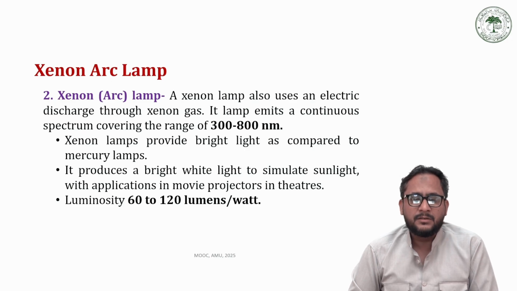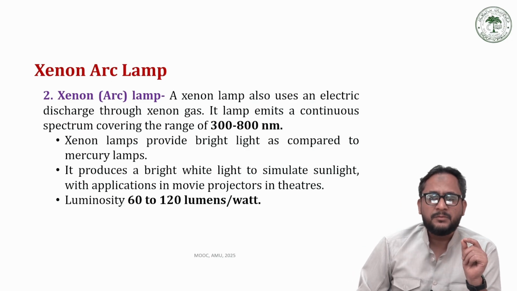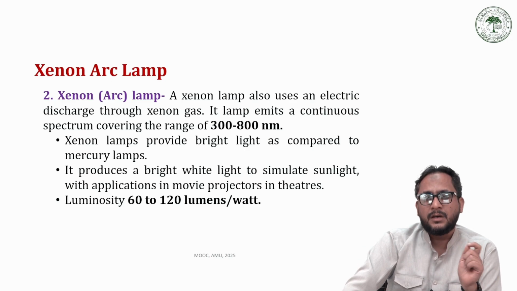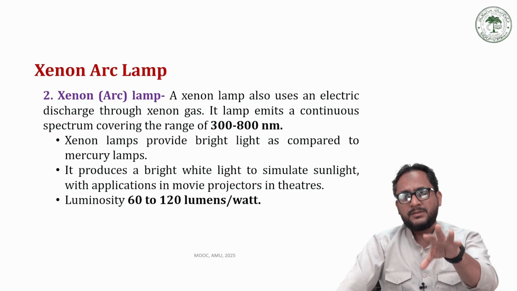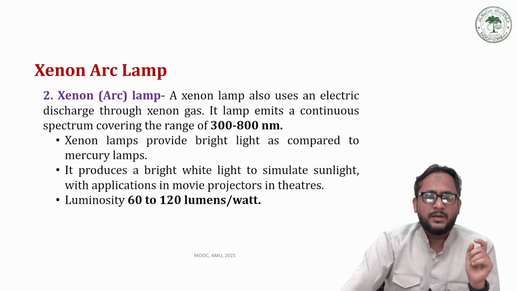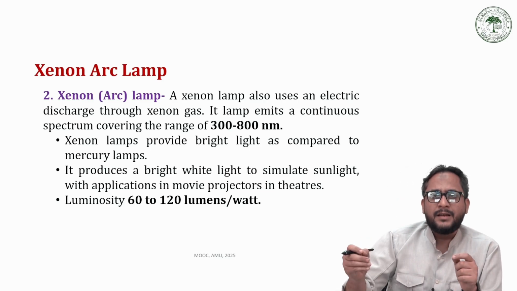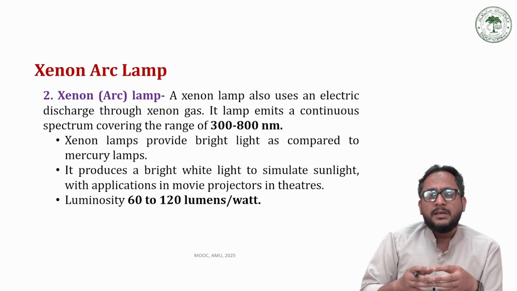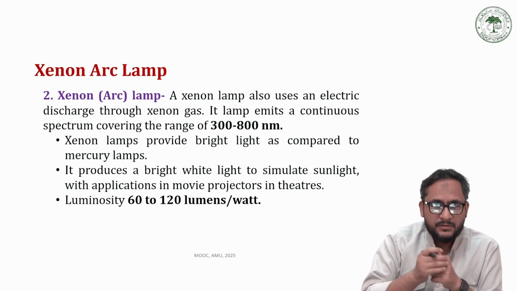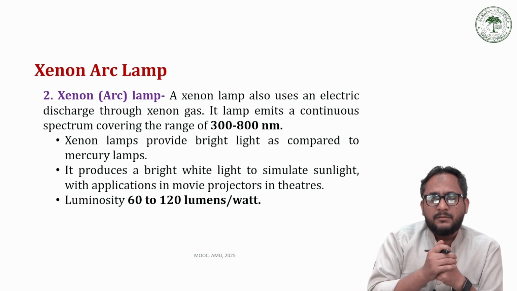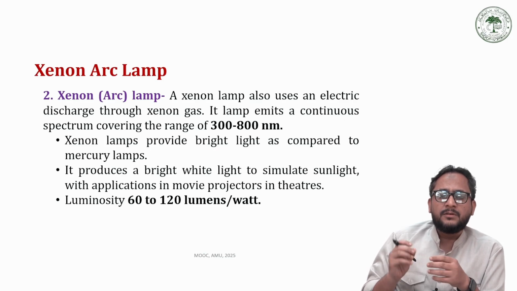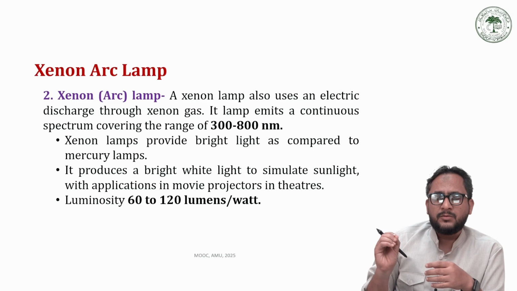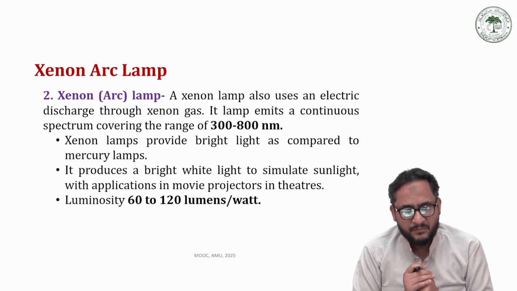Then comes the xenon lamps. In the case of xenon lamps, we have two categories: xenon arc lamps as well as xenon flash lamps. Flash lamps give a flash only, just for a second, while arcs create bright light for a longer period. They basically create continuous white and bright light, while xenon flash lamps create only a momentary bright light.